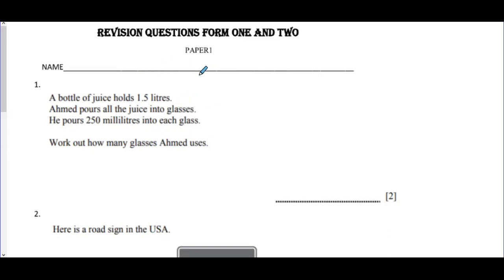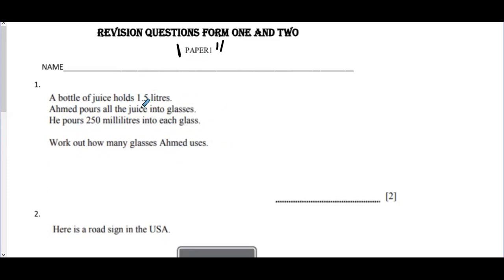All right, so this is paper one. I will try my level best not to use a calculator because it is labeled paper one, okay? All right, so there we go. We have question number one. This question says that a bottle of juice holds 1.5 liters. Ahmed pours all the juice into glasses. He pours 250 milliliters into each glass. Work out how many glasses Ahmed uses.